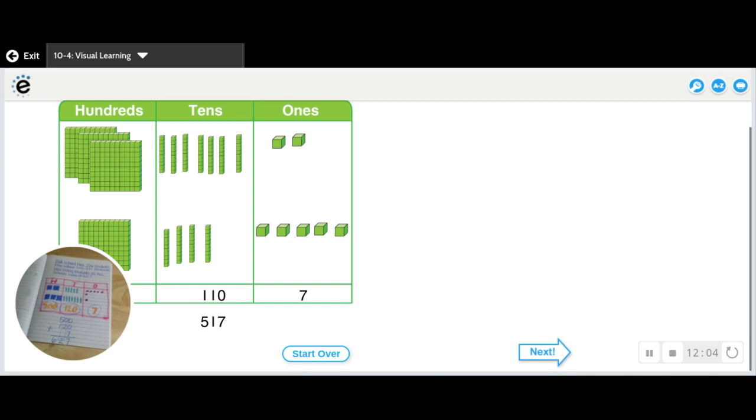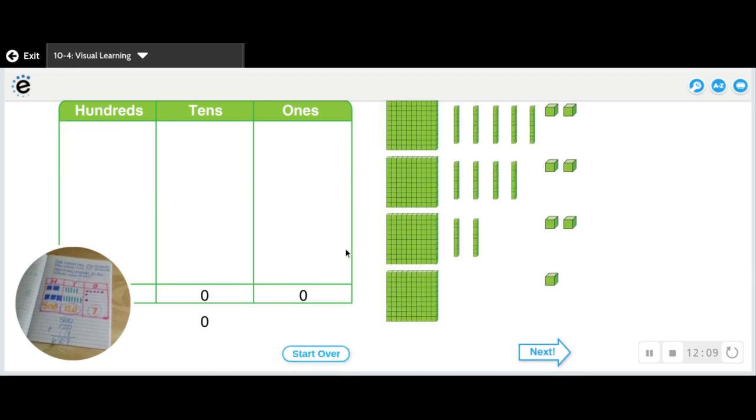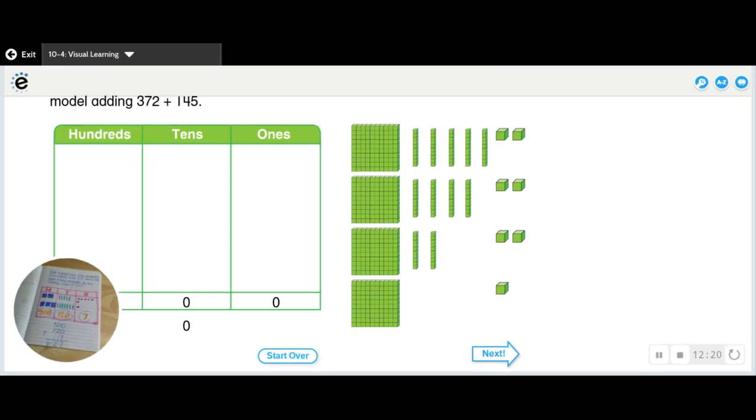All right, let's see. Yes, we want to start it over. All right, so when you look over here, let me see if I can get it to do something to where you can see it better. I don't think it's going to show us. Okay, well, you'll just follow along closely and you'll be able to see it, okay?